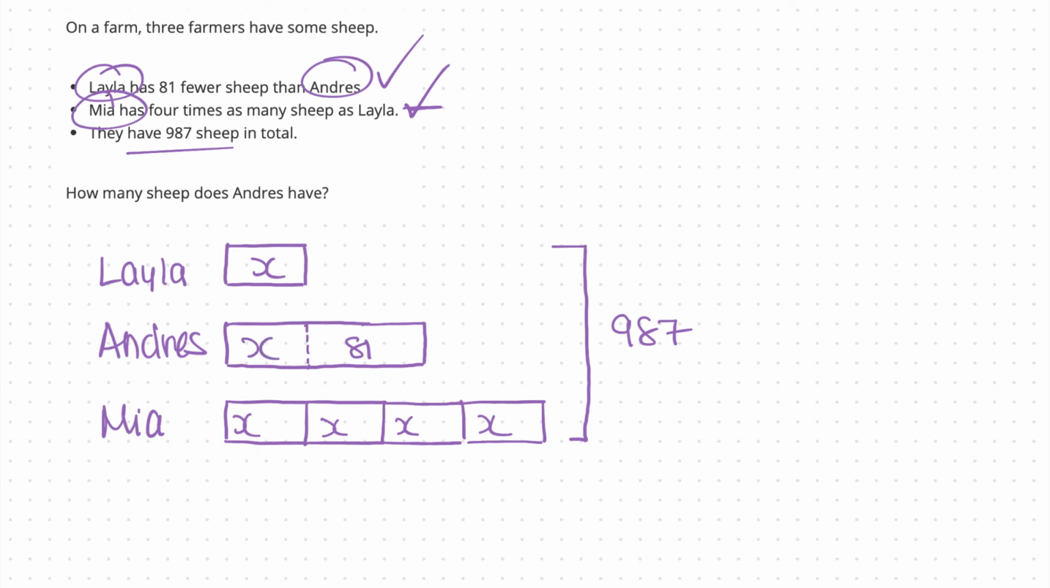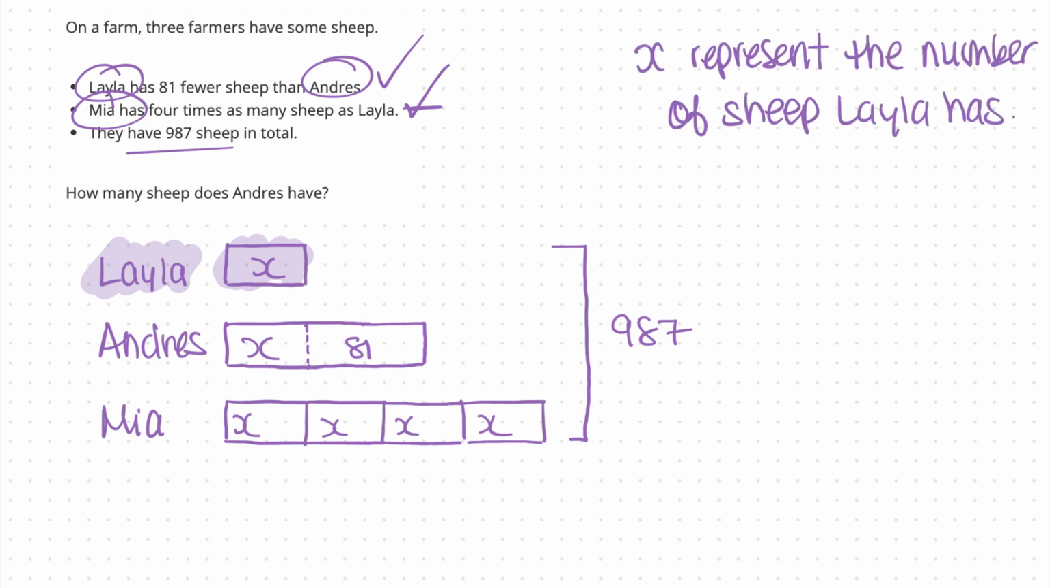So now we have to figure out, what does 1X represent? If we look in our model, it has 1X right here, and 1X represents how many sheep Layla has. So if we want to figure out what the X is, we see that we have 987. If we take away that 81, so 987 minus 81, we get 906, which means that I have 906 that have to be divided up into 1, 2, 3, 4, 5, 6 parts. So now I have to do 906 divided by 6.